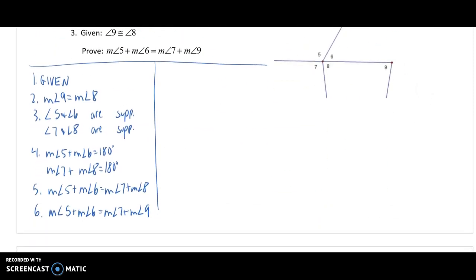Number 3, a little bit longer here. First off, we have the given. And then step number 2, we're going to convert these congruent angles into equal angles. Again, so they're usable. That's the definition of congruent angles.